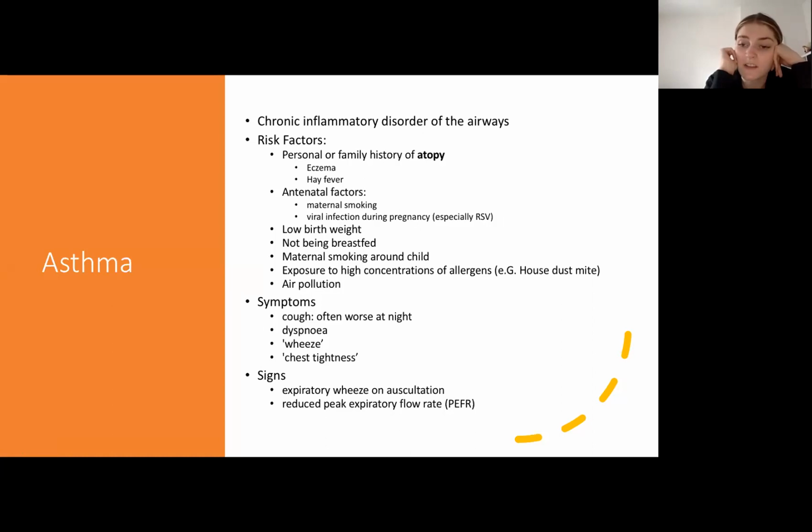Exposure to high concentrations of allergens, so dust mites, if they've got an atopy sort of thing, and then pollution is a risk factor, not really one that I would be super familiar with. I think the one to be most comfortable with is this triad of atopy, and then the antenatal factors. So symptoms, they often have a cough and it's often worse at night.